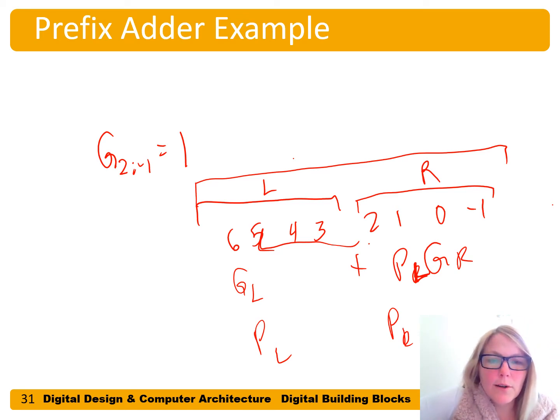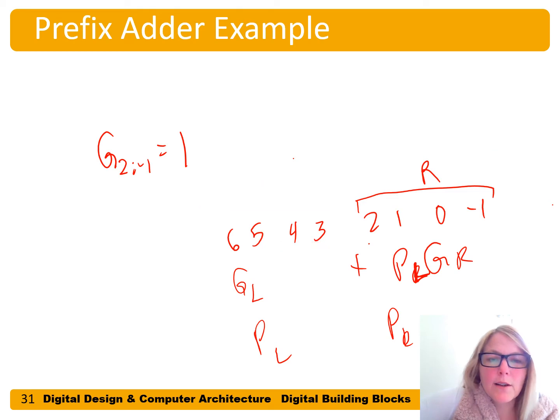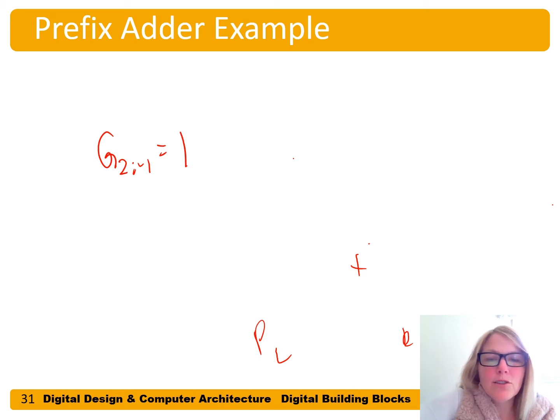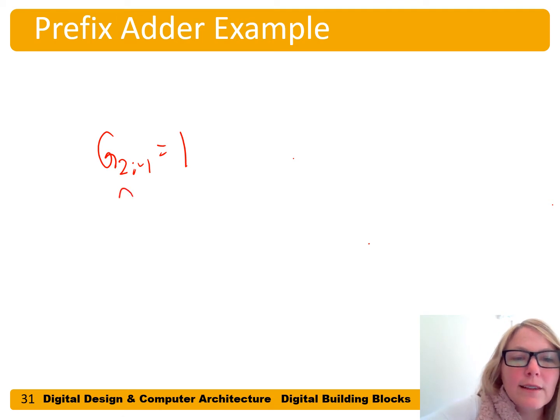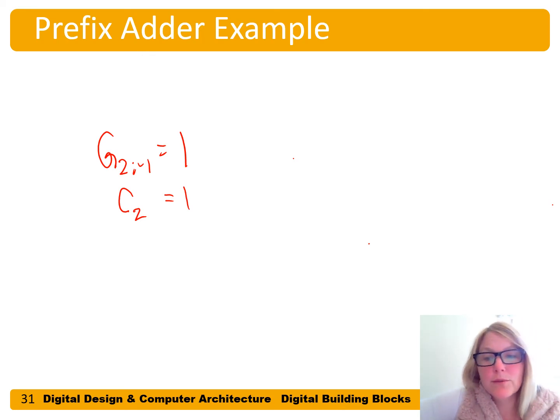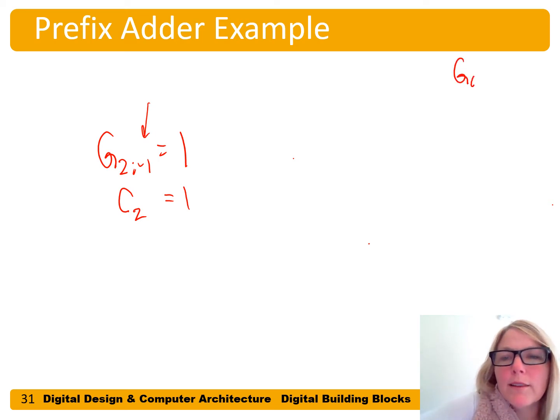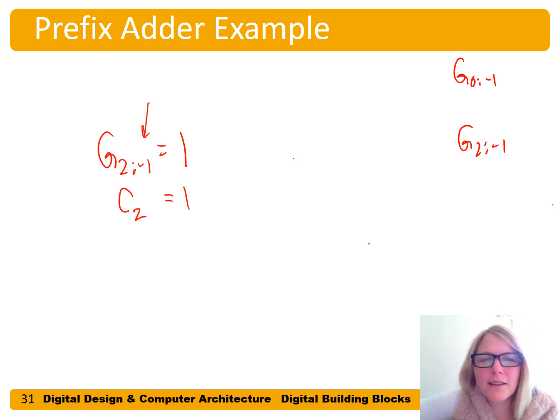Okay, so now we know, in this example here, that the prefix G2 to -1 is the same as the carry. So this is C sub 2 is 1. We know that we're going to get a carry out of column 2 because we went all the way down to -1. If you remember from the previous part of this example, we had G0 to -1. Now we have G2 to -1. What happened to G1 to -1? We lost the carry out of column 1.